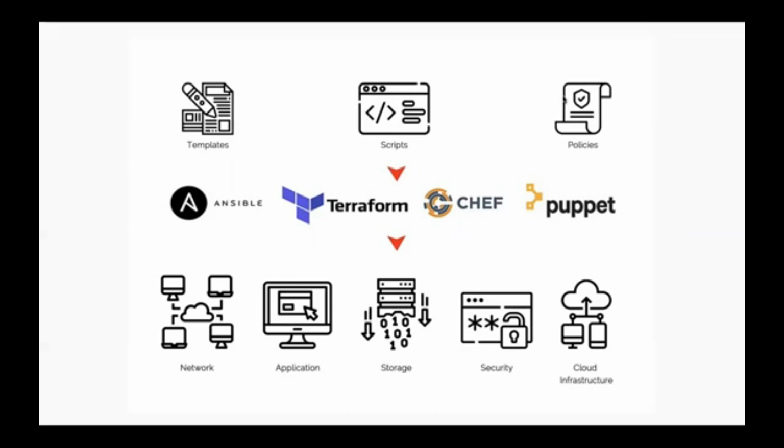Like AWS requires some access policies to deploy our infrastructure. Using those policies, this script will work, and it will be delivered to any of the tools, maybe Terraform, Ansible, Chef, or Puppet. Then this tool will take care of those scripts and templates, the configurations that we have written. According to those, it will create a network, the applications, the storage accounts, security, secret vaults, and the overall cloud infrastructure.